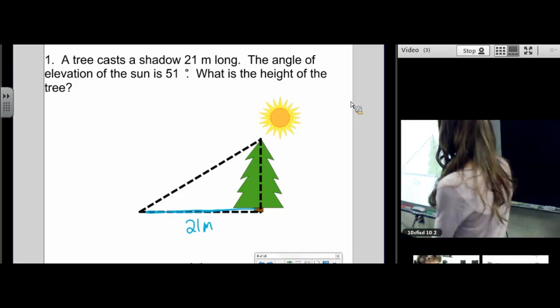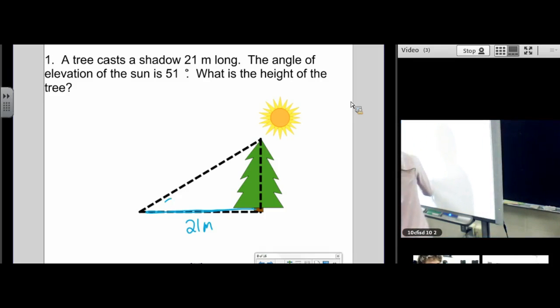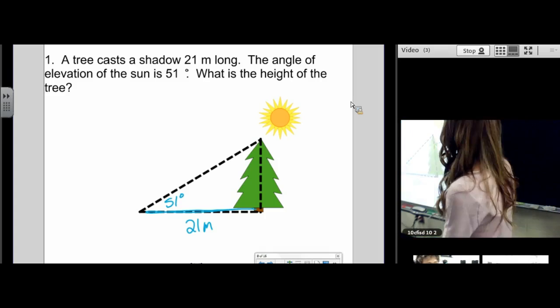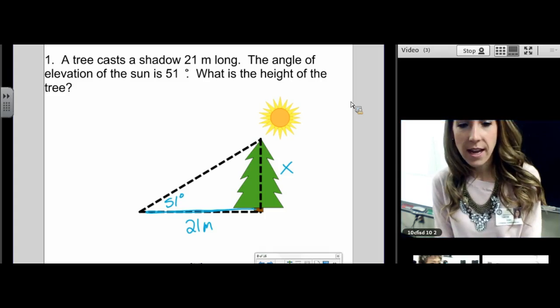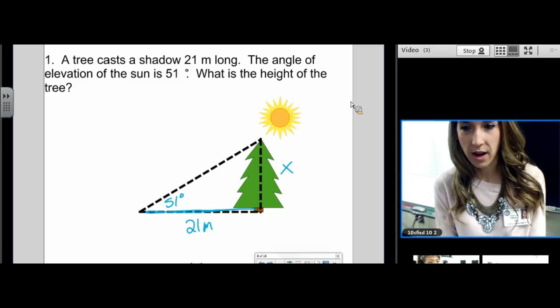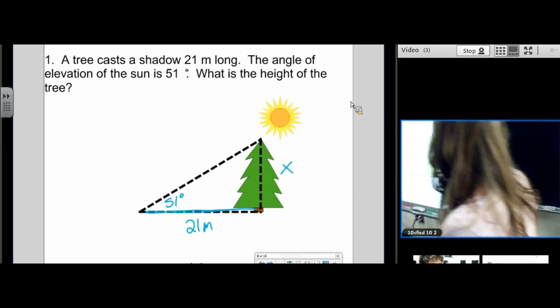The angle of elevation of the sun, we know where that goes now because we learned where angle of elevation is. And we want to find the height of the tree. So X goes here. Setting up your picture is one of the toughest parts because now you know how to do trig. So if you've set up your picture correctly, from here it should be very easy.